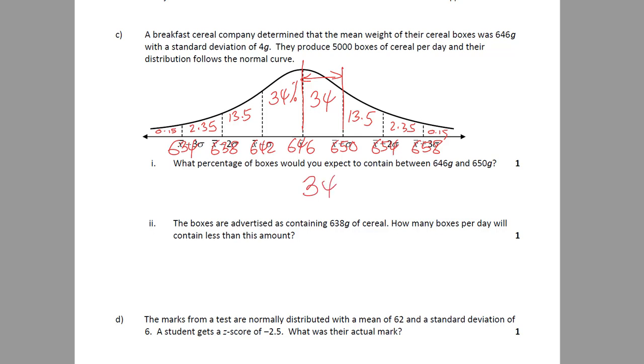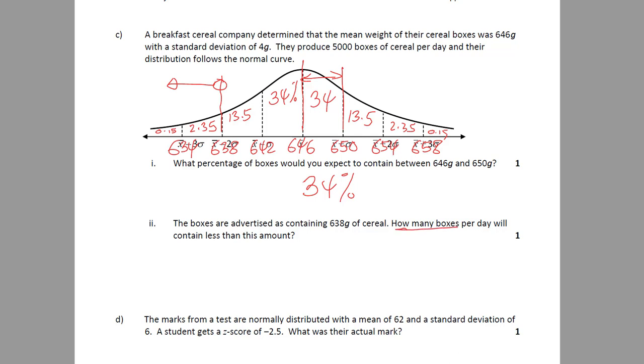Straight off, it's 34%, too easy. If it was 646 to 654, I would have to add 2 bits. Or whatever it is, just add up whatever section it's talking about. The next one says the boxes are advertised as containing 638 grams. Well, that's this mark. And we're asking how many boxes are going to contain less than that. So it's how many boxes, not just what percent.